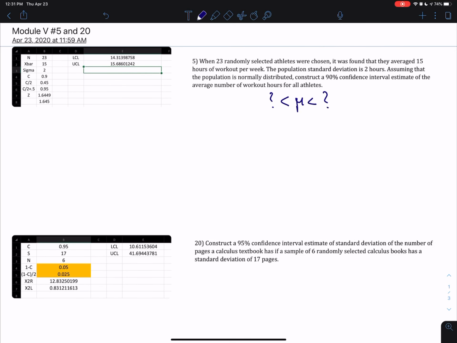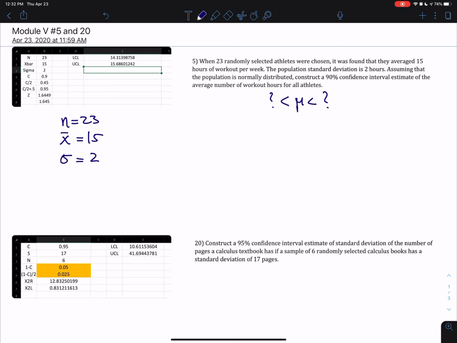But if I were to write it physically, 23 randomly selected, so n is 23 here. X bar, which is the sample mean, is 15. Population standard deviation, which is sigma, is 2. So sigma is given. So this is going to be a z situation.